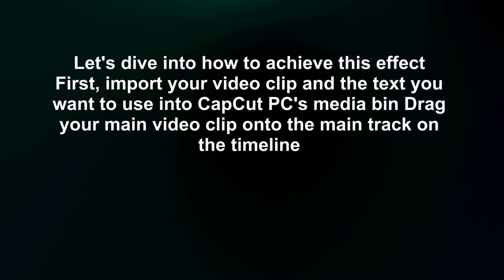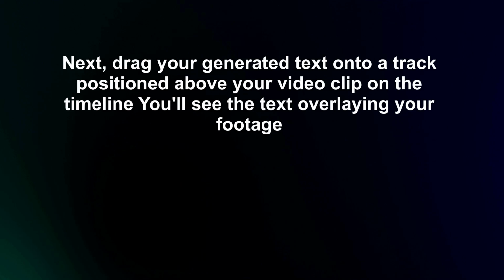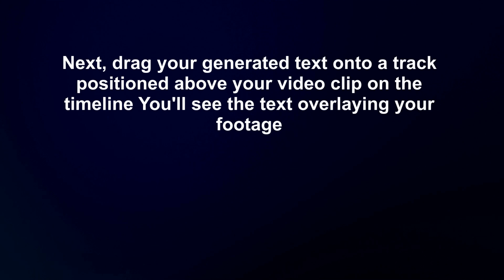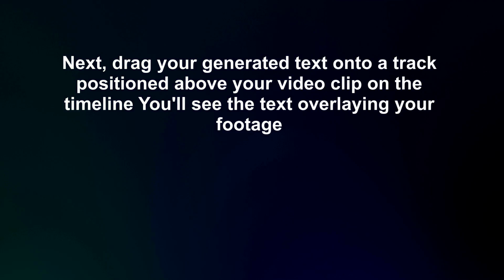Drag your main video clip onto the main track on the timeline. Next, drag your generated text onto a track positioned above your video clip. On the timeline, you'll see the text overlaying your footage.